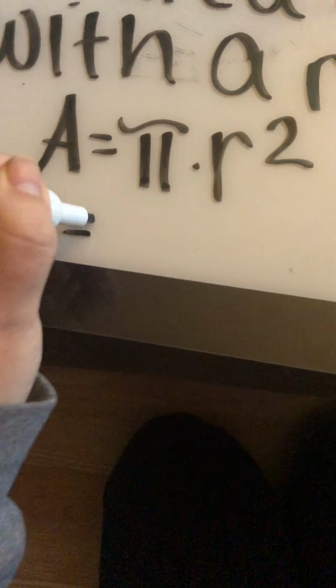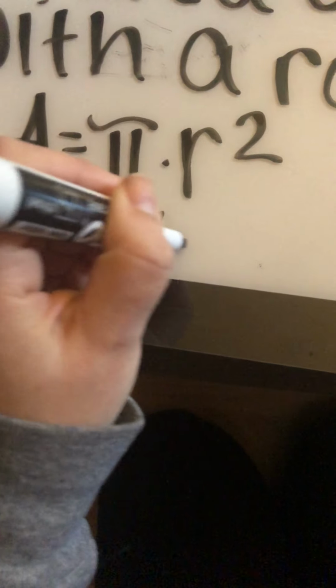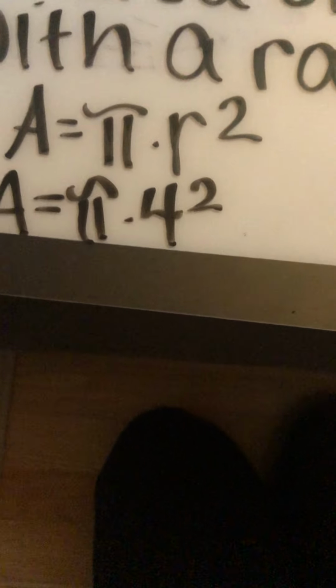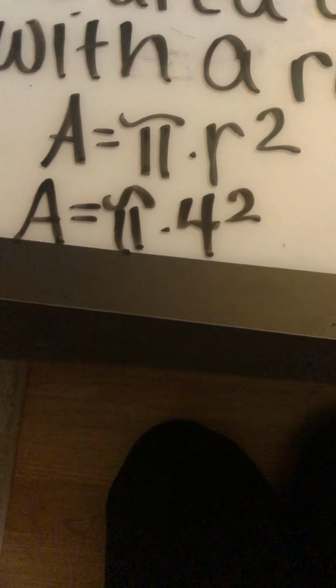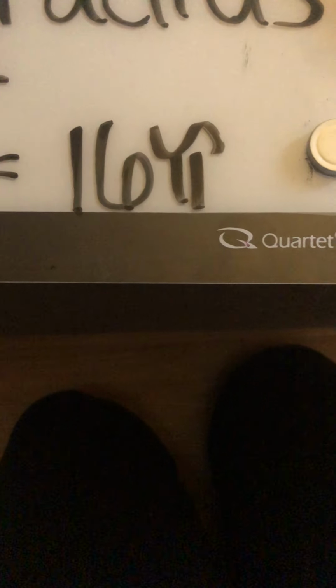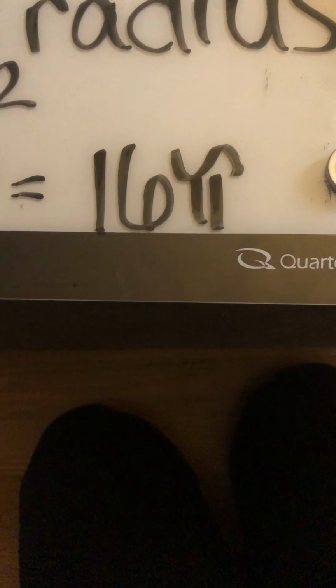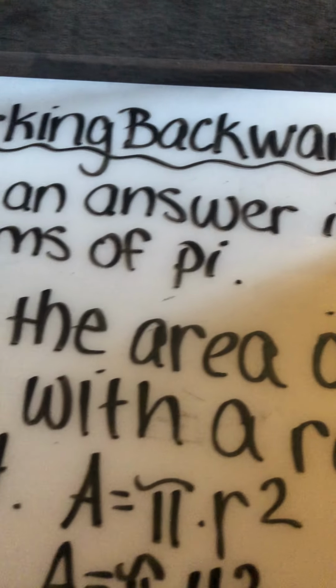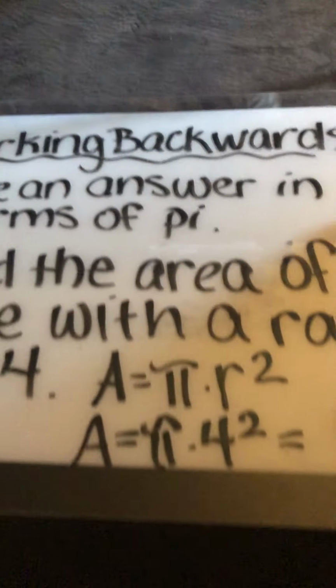So this would be A equals pi times 4 squared, which again is not 4 times 2. It's 4 times 4, which would leave us with 16, and we just bring the pi over into our answer. So the area of this circle would be 16 pi. Okay, and again, we're focusing on our answers in terms of pi.